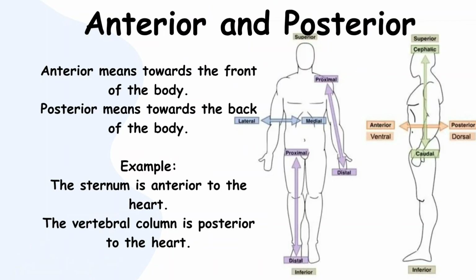Anterior and posterior. Anterior means towards the front of the body. Posterior means towards the back of the body. For example, the sternum is anterior to the heart, and the vertebral column is posterior to the heart.